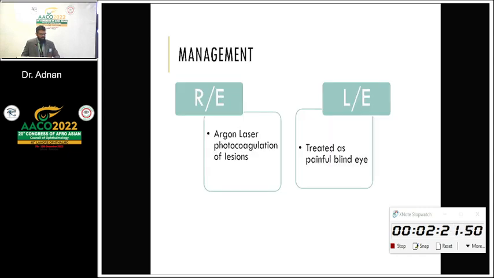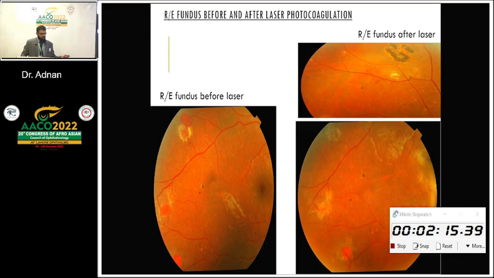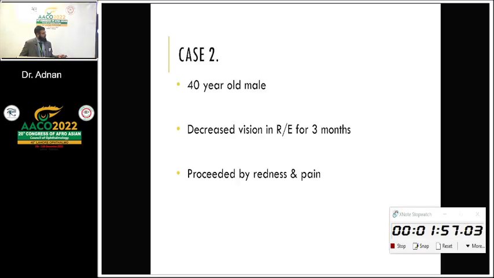For management, in the right eye we did argon laser photocoagulation for the lesions. The left eye was treated as a painful blind eye. You can appreciate the fundus picture before laser. These are the lesions, and after laser you can easily see a gradual resolution of the lesions, and also the vessels are becoming straighter and normalized as in a normal fundus.